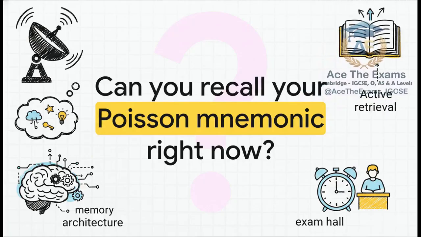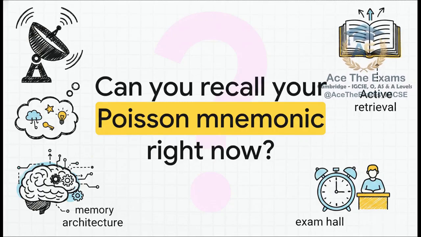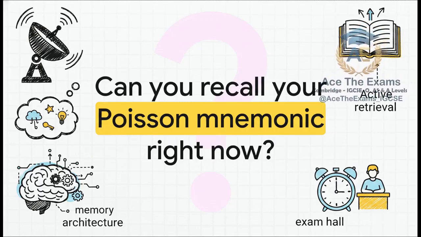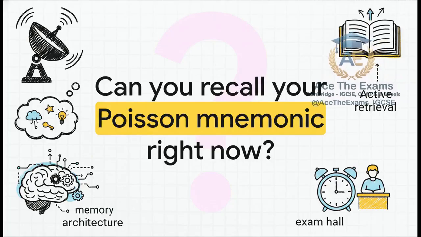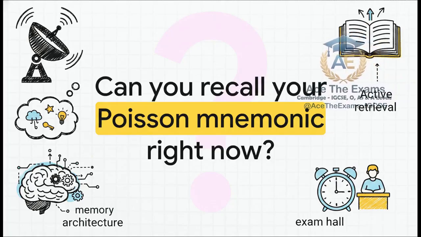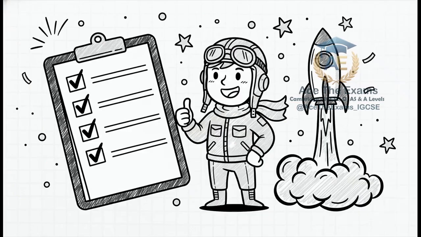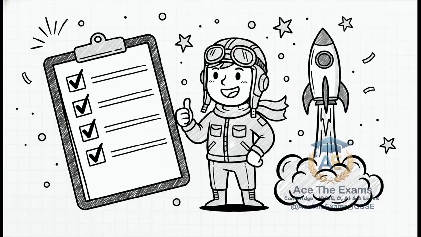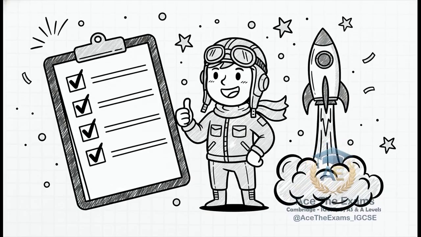But wait, I have one interactive radar challenge left for you. Can you instantly recall that custom Poisson mnemonic you created earlier in the mission? Think about it. If you can instantly pull that up, your memory architecture is holding incredibly strong. Mission accomplished. We have successfully distilled the examiner's playbook into a reliable set of flight protocols. You now have the exact telemetry needed to avoid crashing on easy marks.